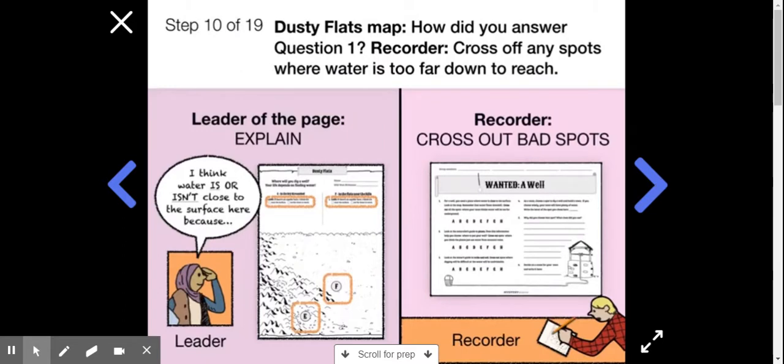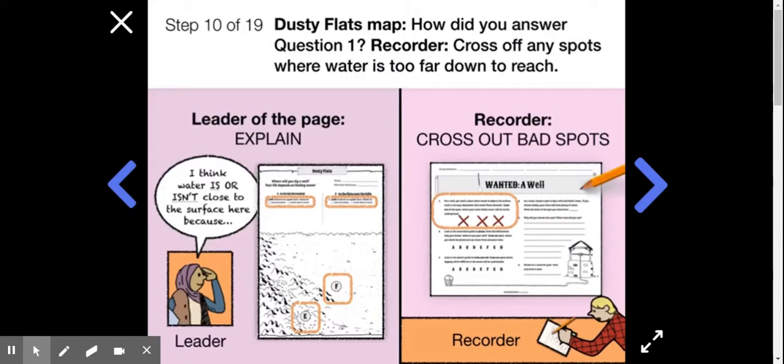All right, 4 spots down, 4 to go. Time to hear from the Dusty Flats map. How did you answer question 1? Explain why you think that, and recorder, cross off any spots where the group agrees that water is too far down to reach.